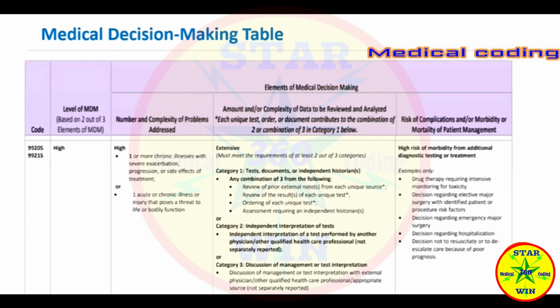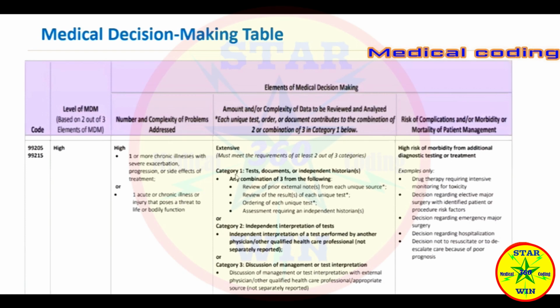Next, coming to extensive under the data table. What is required to meet extensive data? Here also we can observe the same three categories: category 1, category 2, category 3. But the criteria is different when compared with either moderate or low. Here we need at least 2 categories to meet extensive data, so we must meet the requirements of at least 2 out of 3. When we look back at moderate, we need only 1 to consider as moderate. For low also we need only 1 category, but for extensive we need at least 2 categories.